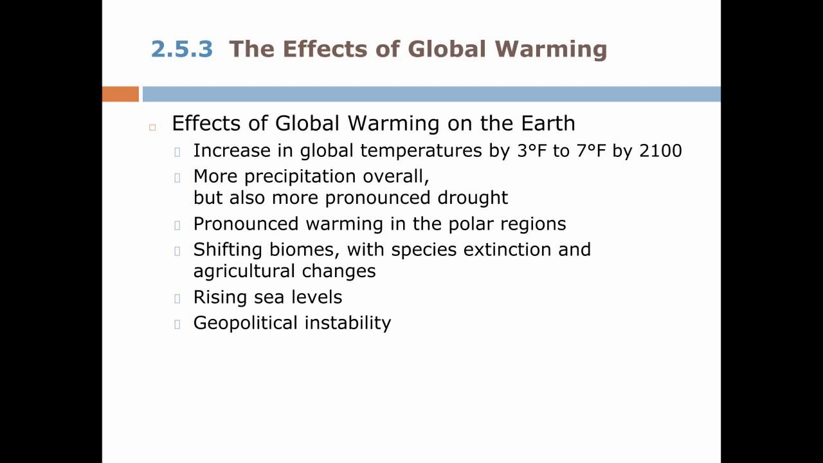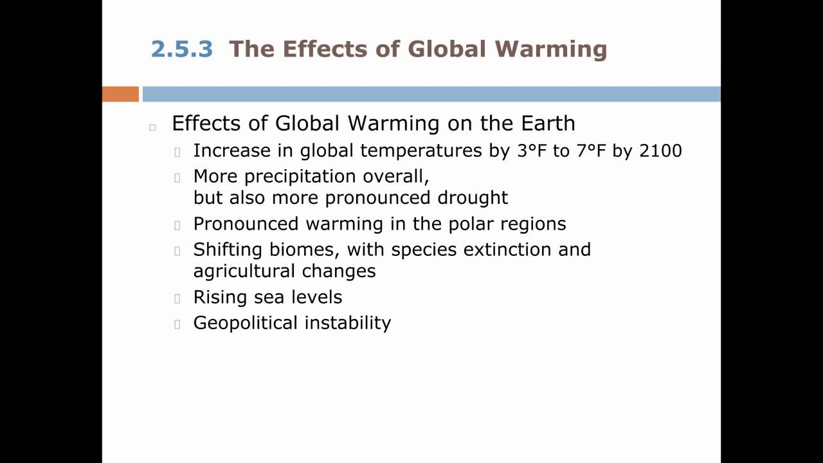The effects of global warming will continue to get worse as time goes on. At the end of this century, we could be looking at a 3 to 7 degree increase in average global temperature. Not only is the temperature increase, but weather is also arguably negatively impacted. More precipitation overall, but also more pronounced drought. So instead of getting some rain and then some time without rain, you have flooding and desertification. Big difference there. The climate gets more extreme. Pronounced warming in polar regions. Ice caps melting, rising sea levels, no more Miami.